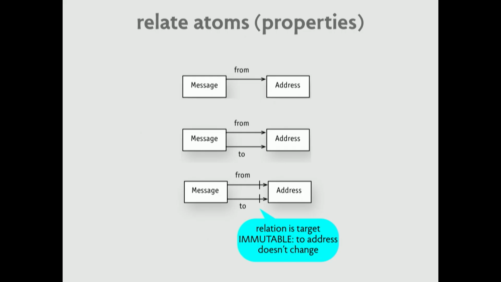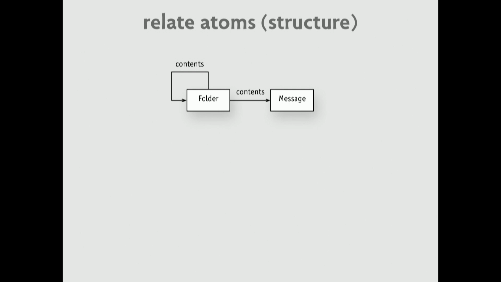So I can actually put these markings on both ends. When I put it on that end, it says the address associated with a message through from or to doesn't change. Now here's a more interesting kind of relation. Let's suppose I want to put messages inside folders. So now I have a relationship that the contents of a folder is some messages. And I could also say that the content could be folders. Okay? Now this would be a little bit confusing if I did this, because you see I have two different relations that essentially mean the same thing.